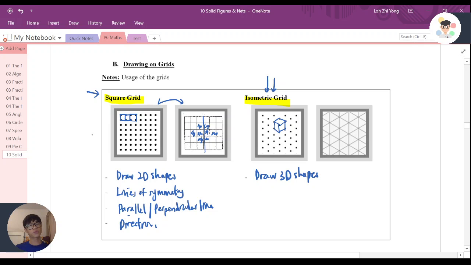So basically, square grid is something that you are familiar with, just that isometric is not the one that you're familiar with. Again, isometric grid is basically for drawing 2D shapes, but sometimes 3D shapes also can. And you'll be seeing some of the questions later. I should draw, although it's not commonly seen in the exam, but you just need to get ready and learn how to draw this.